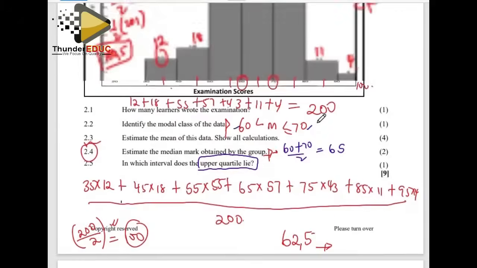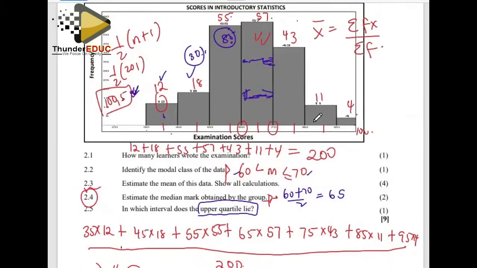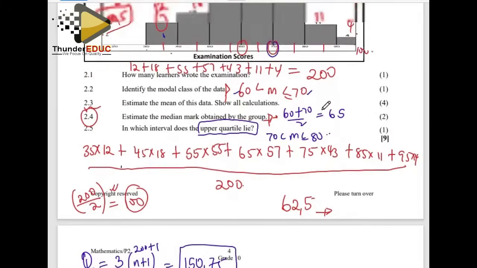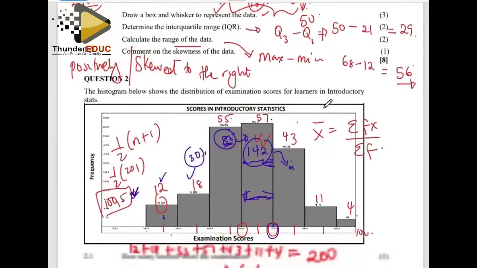So I'll continue with the addition. Remember, we had 85 here. 85 plus 57 gives us 142. Our interest is 150, meaning that the 150 is going to fall within the next interval of 70 up to 80. So come down and tell us that it is 70 less than or equal to m less than 80. So that is how question 2 would have been answered.